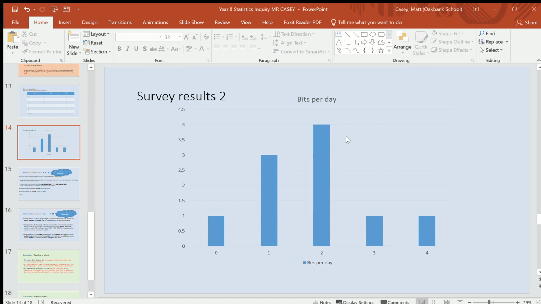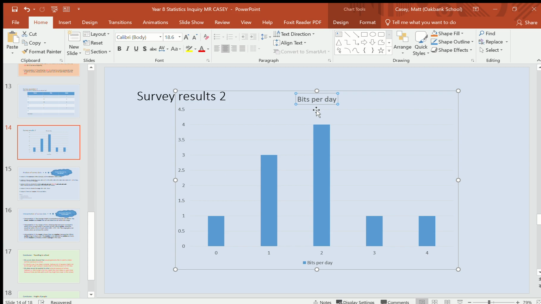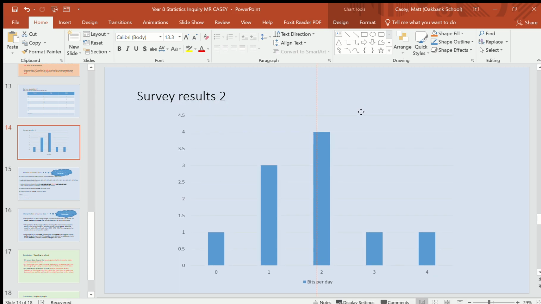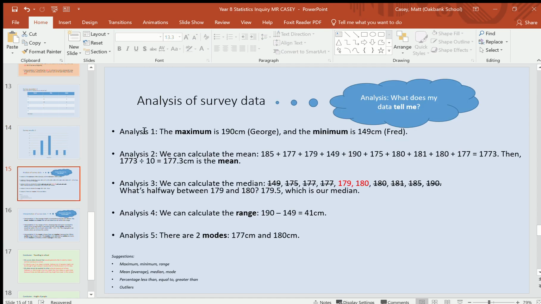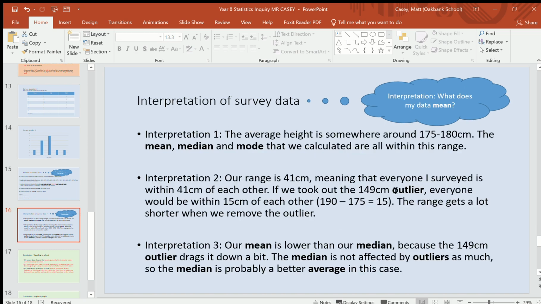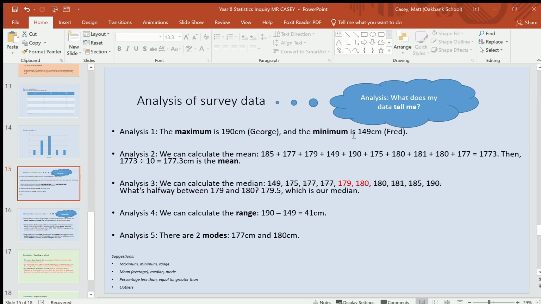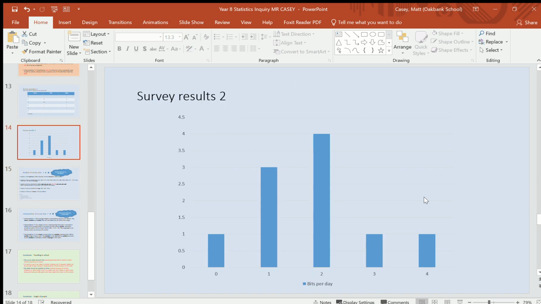And we can probably get rid of bits per day, or, yep, get rid of that. And then move it down. Now, by now you should know how to answer the analysis and you should know how to answer the interpretation. This is left over from your height, that previous video that you should have watched. So you should have an idea of how to answer even this. Analysis would be like, well, 2 bits of bread is eaten the most, and then 0, 3, and 4 are equal minimum.